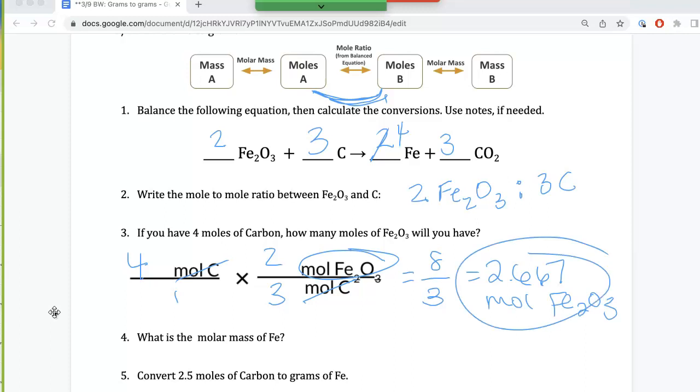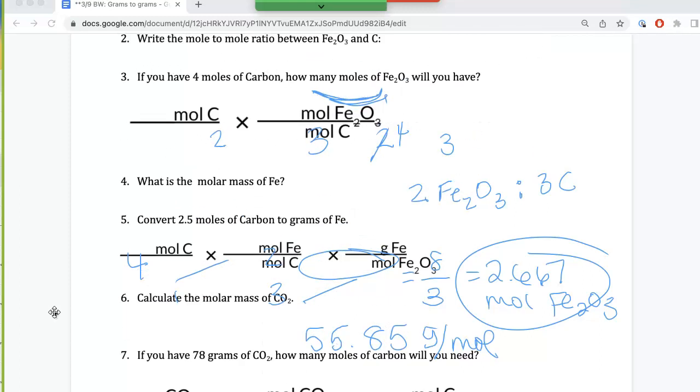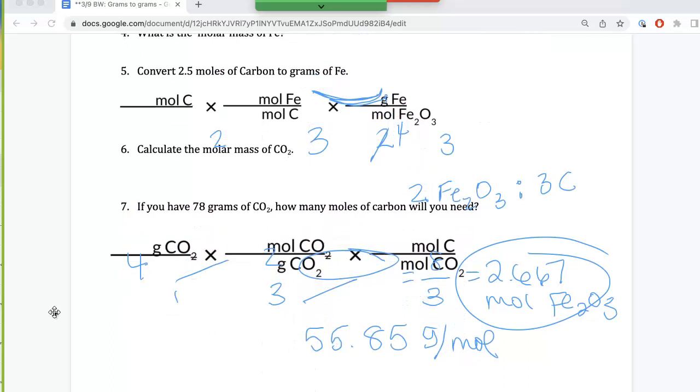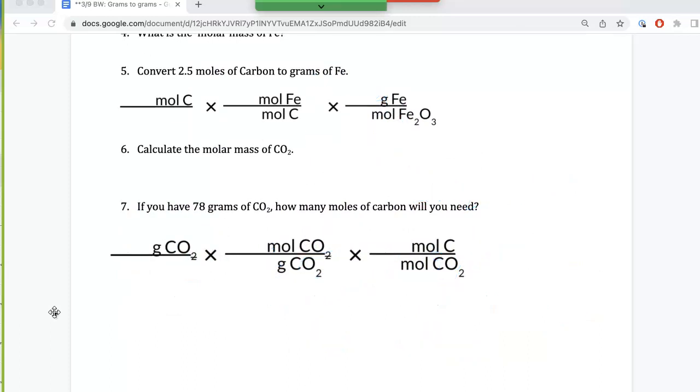Next, number 4 asked me to find the molar mass of iron. I found that by looking at the periodic table, and I just need 1 iron, so that is 55.85 grams per mole. Remember, the units for molar mass are always grams per mole. Next, we can continue down and look at converting 2.5 moles of carbon to grams of Fe.